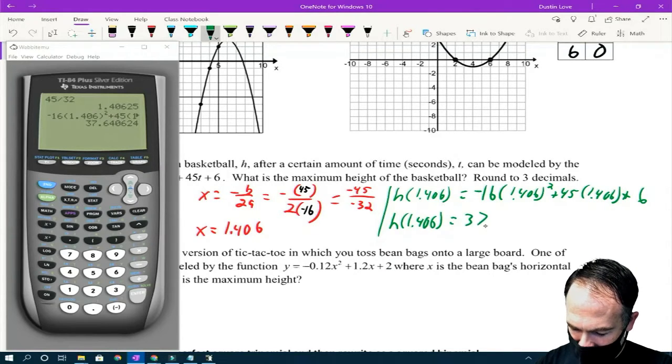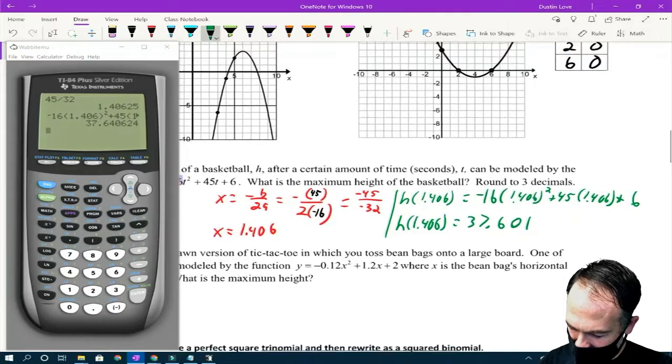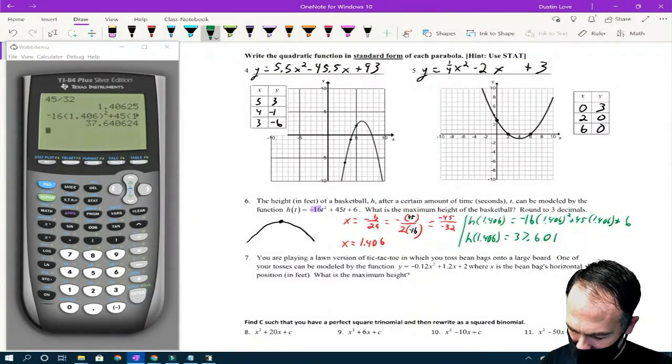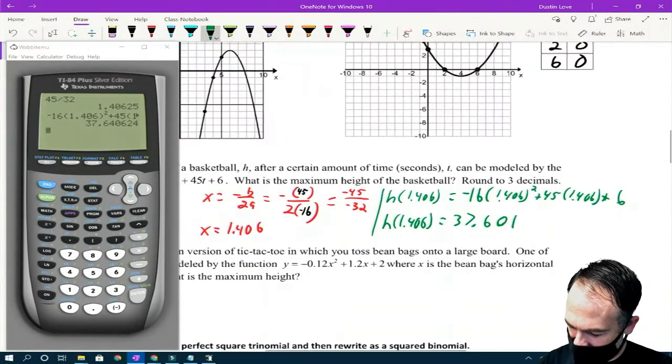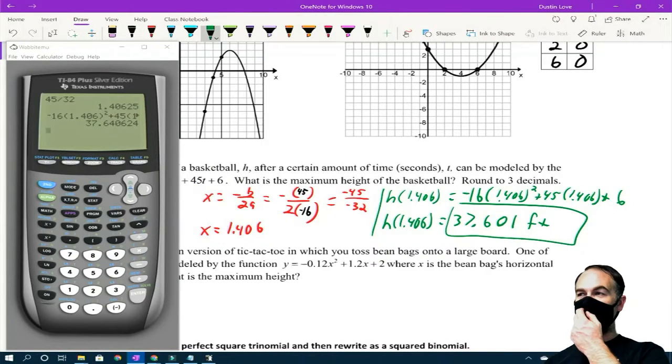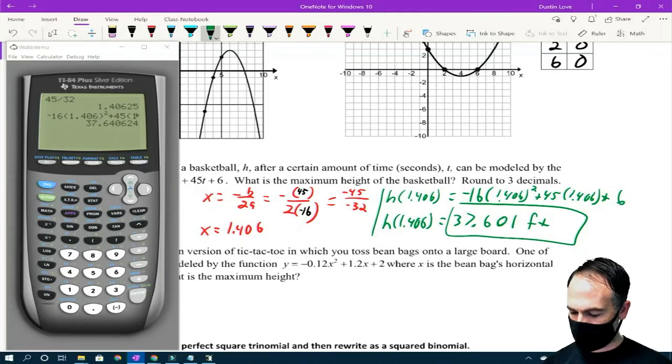So 37.601. And does it give me units? Yes, that says feet. So 37.601 feet is our maximum height of the basketball.